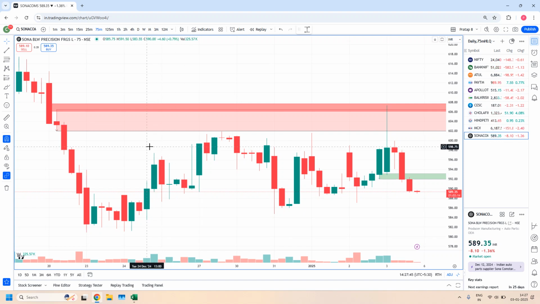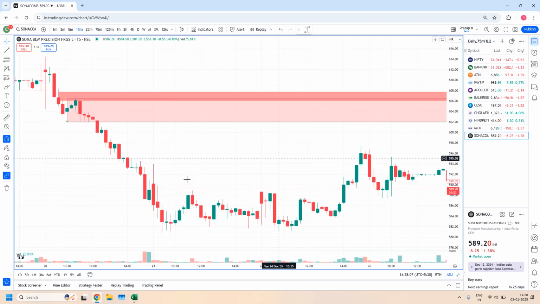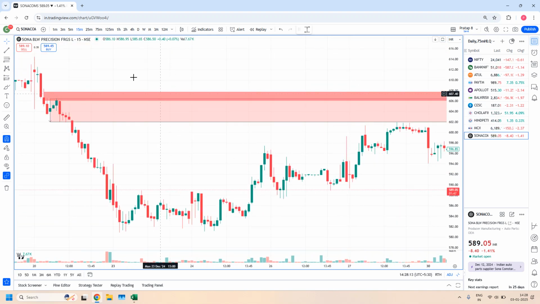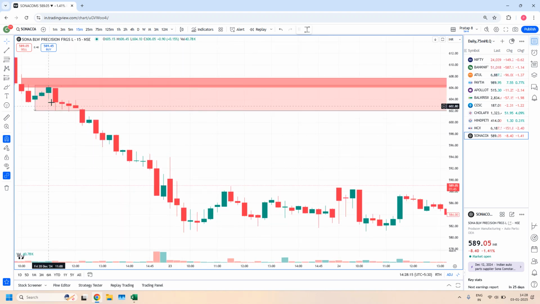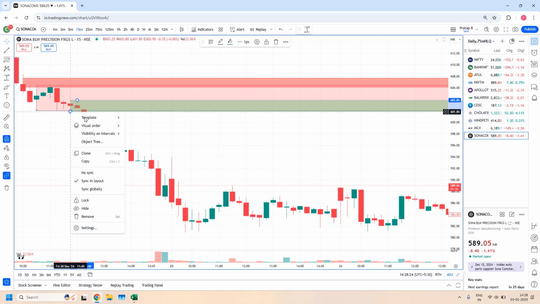The first one is Sona Forgings. This is a drop base drop identified by our software. This is a 75 minutes high liquidity zone, and this 75 minute zone does not have a proper fine-tuned 5-minute zone. It doesn't have a proper structure regarding the 5-minute zone. If at all you want to consider it, to some extent you can consider this drop base drop, but this is already a tested zone. You can draw a zone like this.